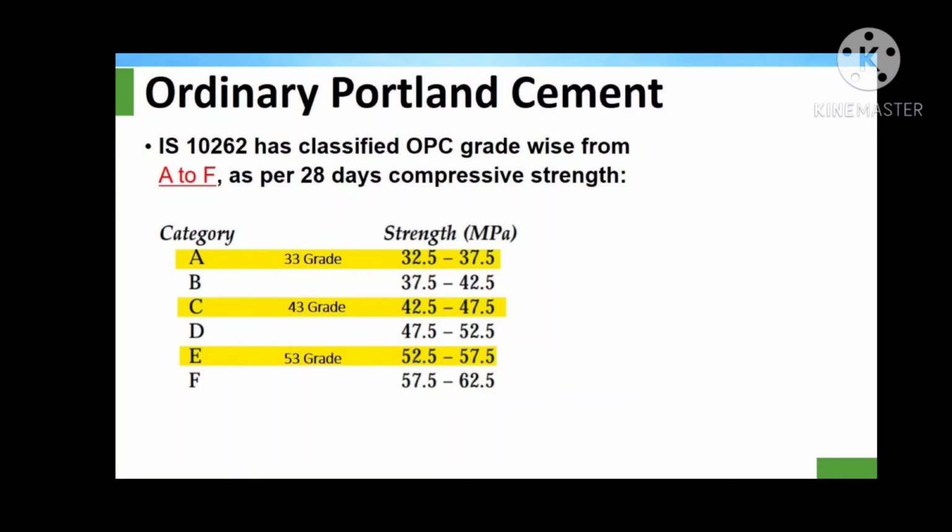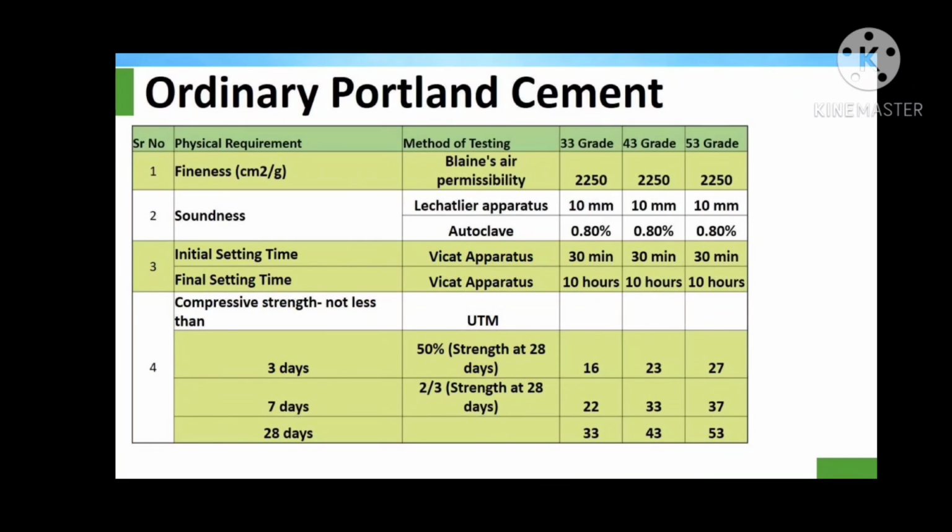A, 33 grade, 32.5 to 37.5. B, 37.5 to 42.5. C, 43 grade, 42.5 to 47.5. D, 47.5 to 52.5. E, 53 grade, 52.5 to 57.5. F, 57.5 to 62.5.